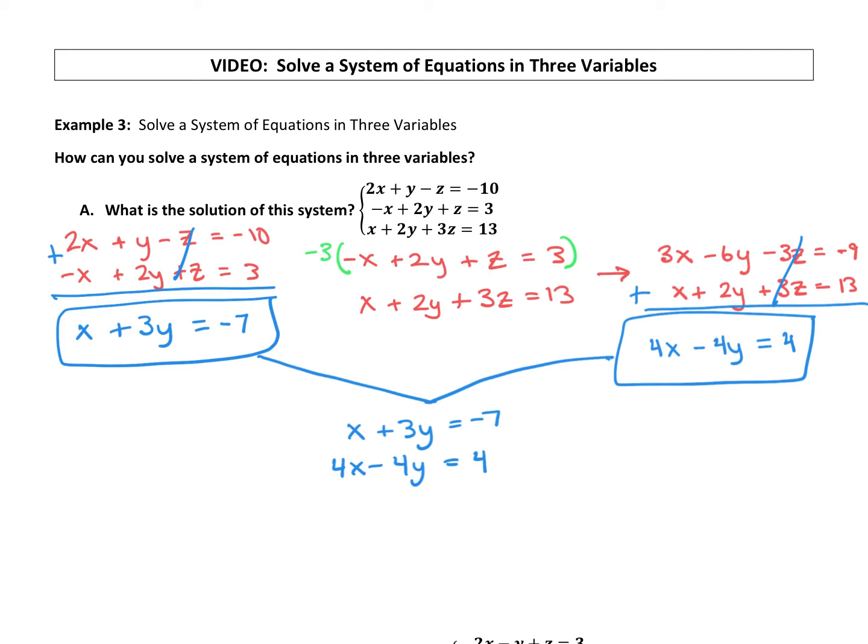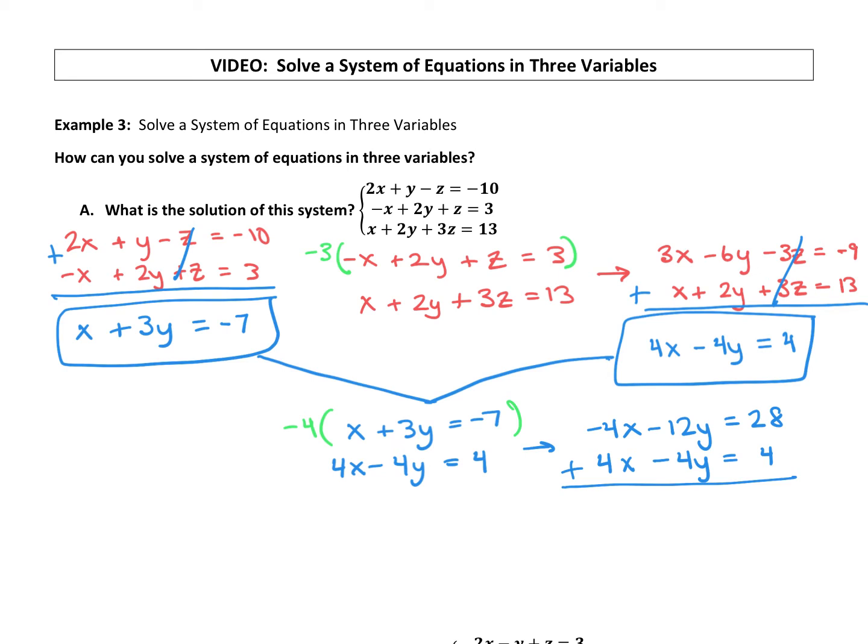Elimination probably is the easiest for this whole process. We can eliminate the x's if this top one was a negative 4x. So why don't we go ahead and multiply the top equation by negative 4. I'm going to rewrite that over here. So negative 4 times x is negative 4x. Negative 4 times 3y is negative 12y. And negative 4 times negative 7 is a positive 28. All right, the bottom equation did not need to change, so I'm just going to copy that over. 4x minus 4y equals 4. And then we're going to add these 2 equations together.